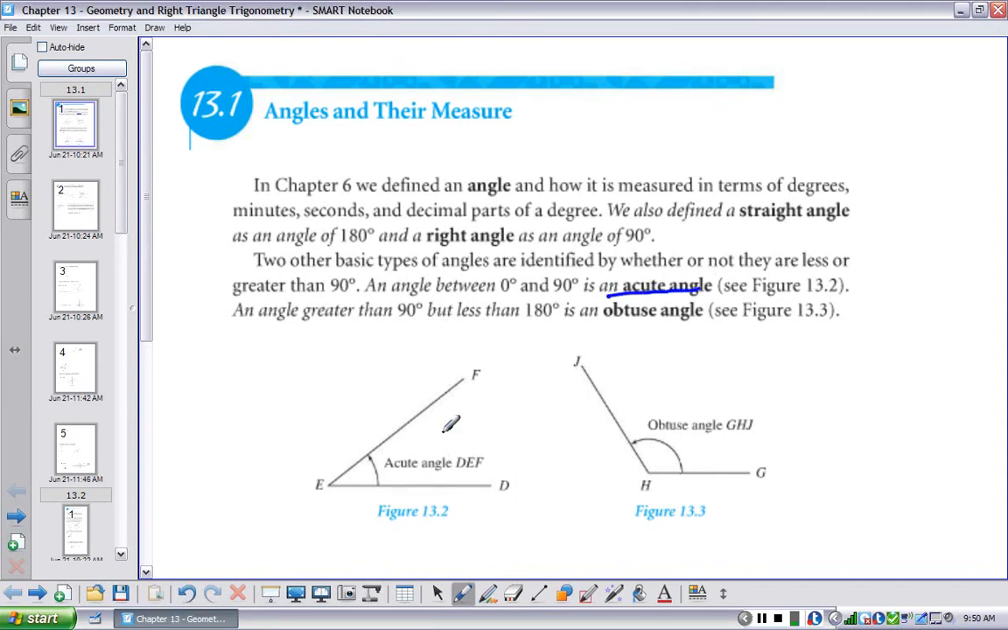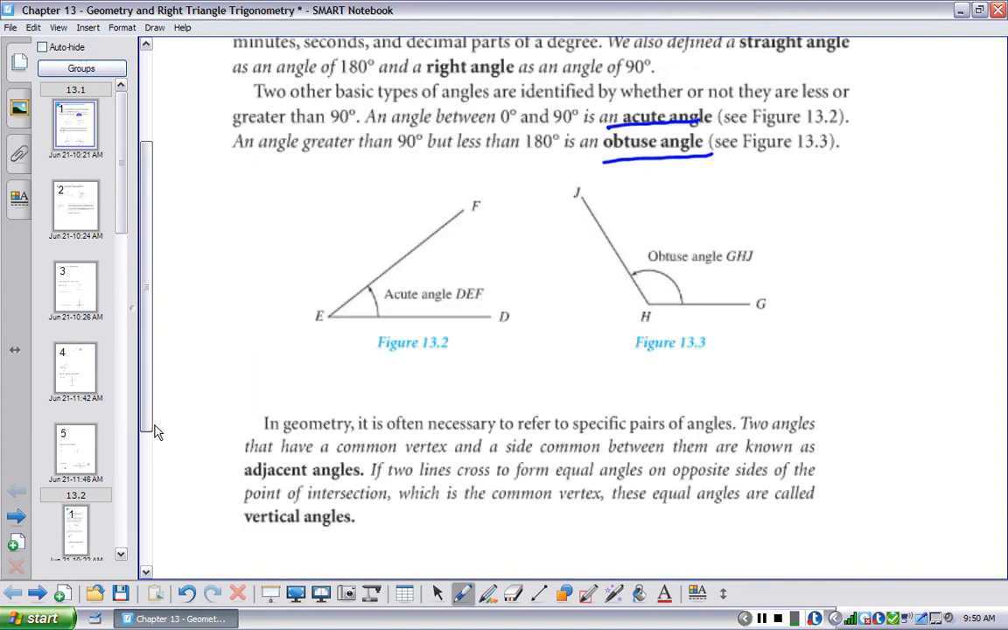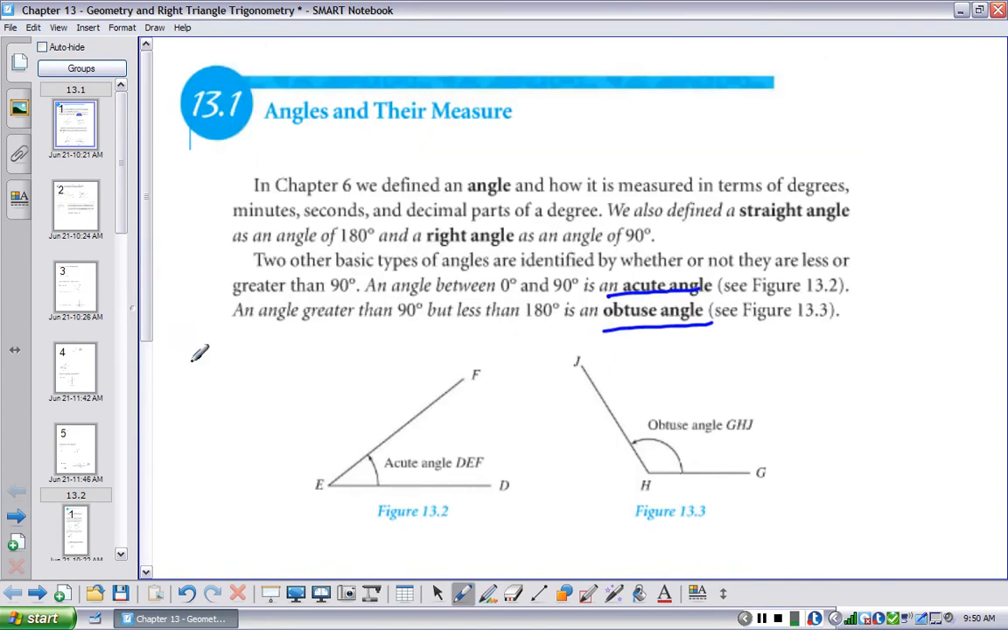An obtuse angle is any angle that is bigger than 90 but smaller than 180 degrees. If you remember a right angle, the two lines are perpendicular to each other. A straight angle is just a straight line. It's 180 degrees. Okay?